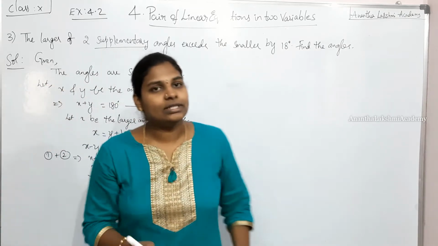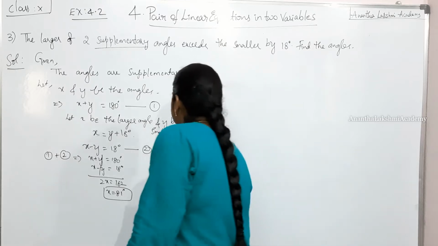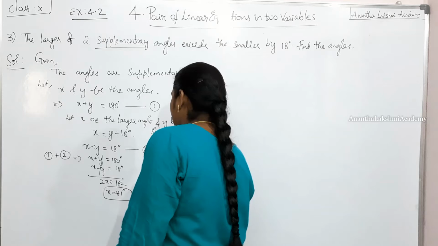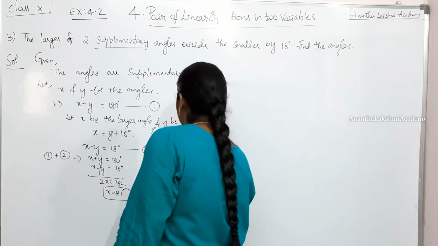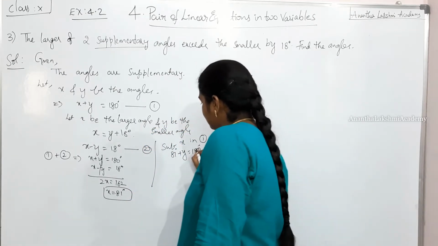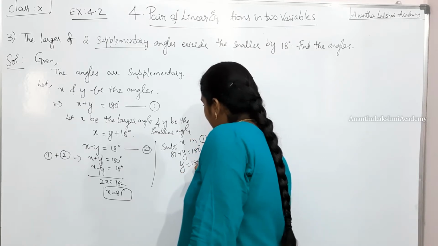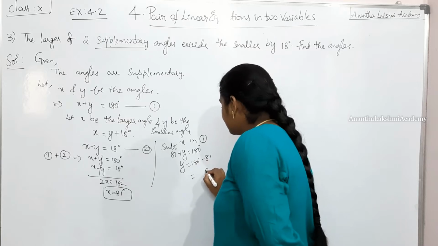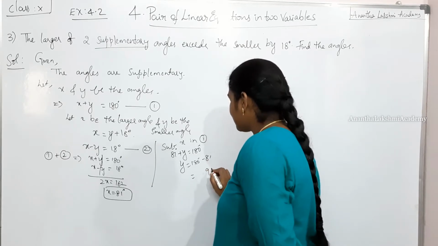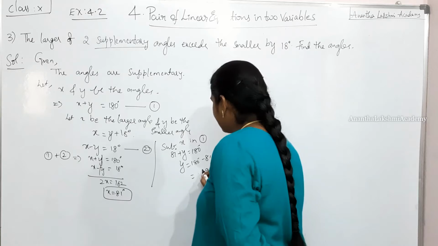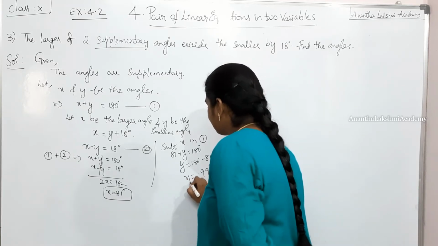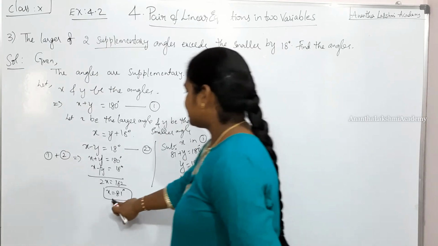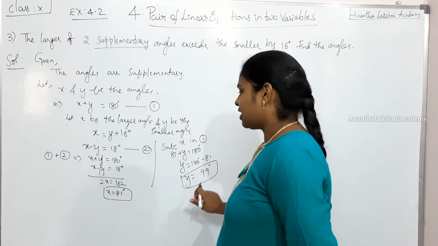Now that you got the value of x, what do we do? Just substitute x in equation 1 to get the value of y. x is 81 degrees plus y is equal to 180 degrees. y is nothing but 180 degrees minus 81 degrees, which comes to 99. y is equal to 99 degrees. So x is equal to 81 degrees and y is equal to 99 degrees.